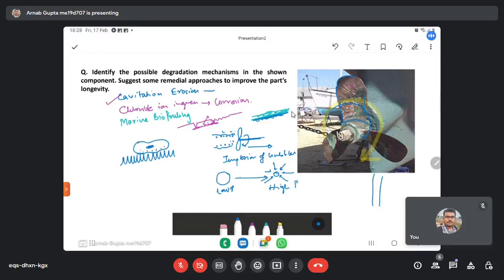Another option is you can make the surface super hydrophobic. So that helps in self cleaning.